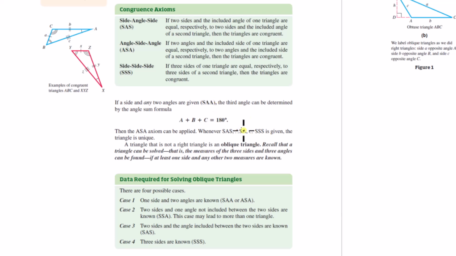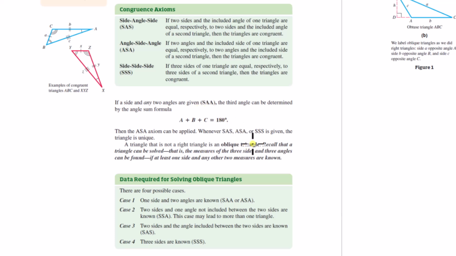Now, they point out that if you have a side length and two angles, but the side is not included between the two angles, that's like an offshoot of angle-side-angle, because with A plus B plus C equals 180, you can automatically solve for the third angle and then just make this angle-side-angle, right? You could just choose the two angles that sandwich that side length. So this is just an extension of angle-side-angle.